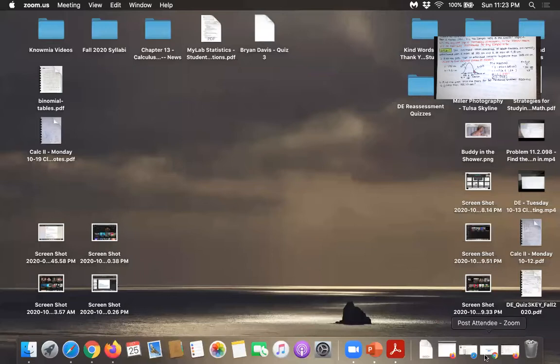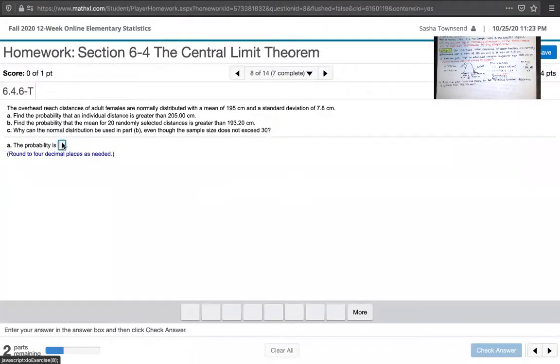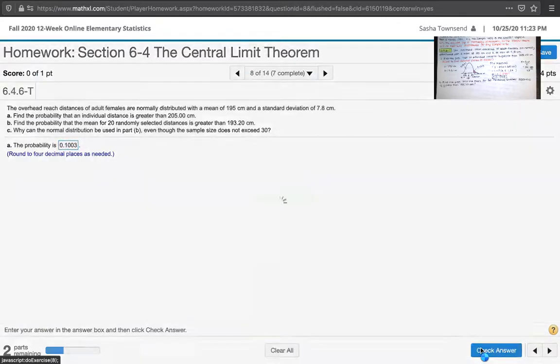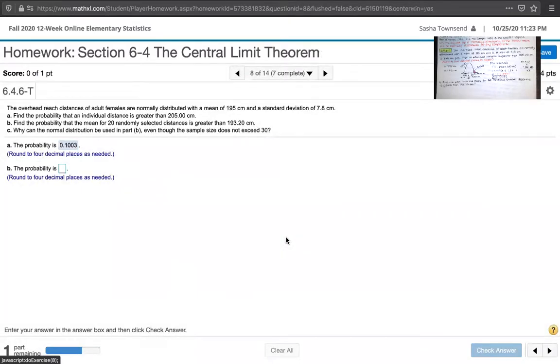Let's go back to the homework and see if it likes this answer. So you have 0.1003. Yep, MyLab Statistics likes it, so that's a good sign. Now for this next one, notice that this is a little bit different.